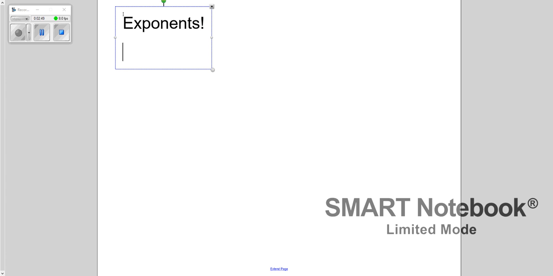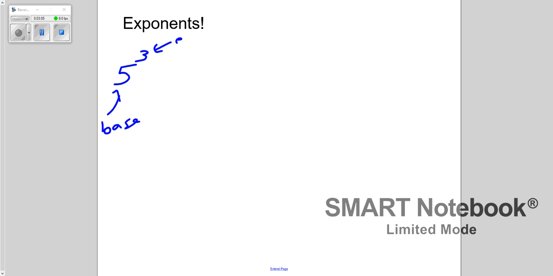exponents. So remember that, I'm going to use pen here, a random exponent just tells you how many times to multiply the base by itself. So for example, 5 to the third power, we call the 5 the base. We call the little number up here the exponent. The exponent tells you how many times to multiply the base by itself.